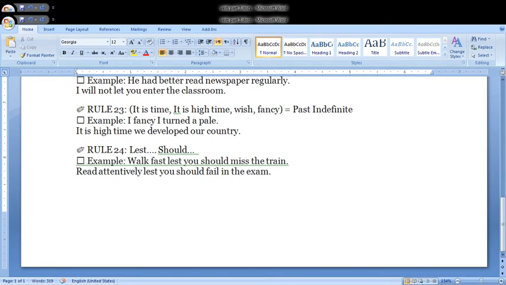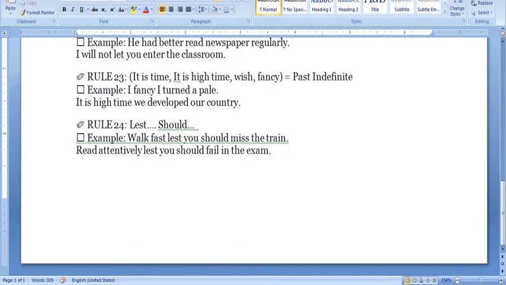So rule 23 says if you find it is time, it is high time, wish, fancy, then we have to follow the structure of past indefinite tense. Past indefinite tense structure says subject, verb past form, object. So here the verb form will be past form.